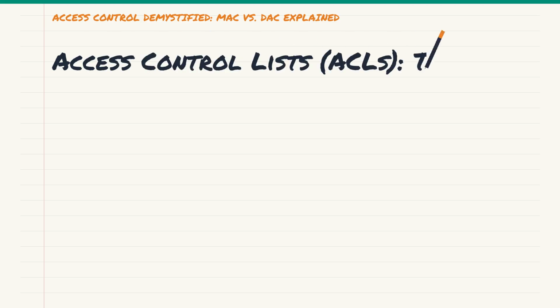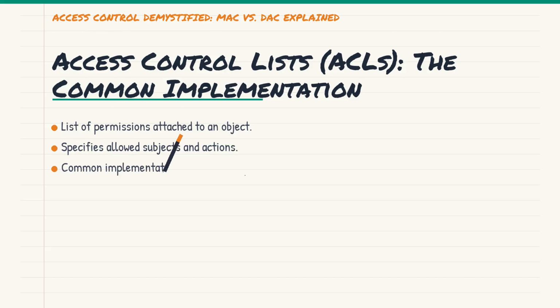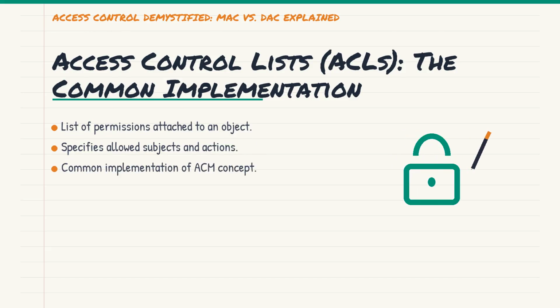Access control lists, or ACLs, are a very common way to implement the ideas from an ACM. Instead of the whole matrix, an ACL is typically attached to an object like a file. This list contains entries for each subject, user or group, and specifies what they are allowed to do with that specific object.